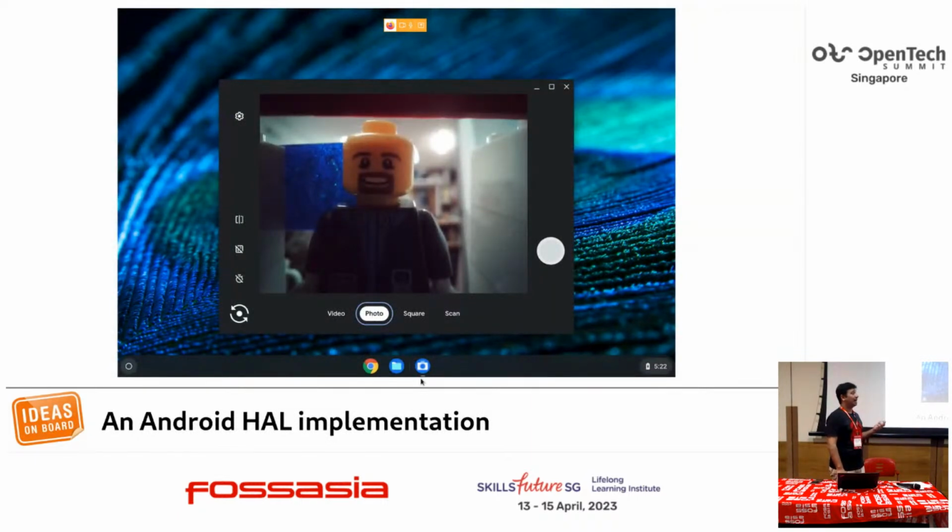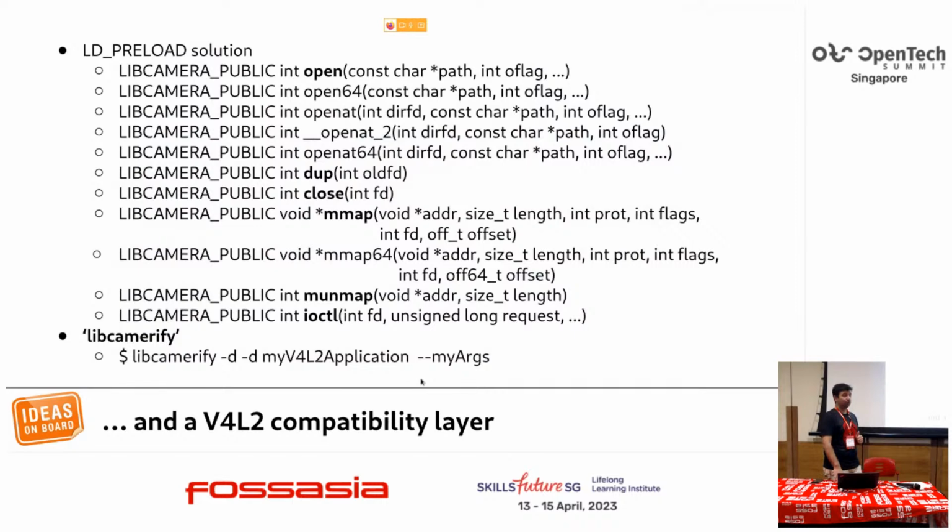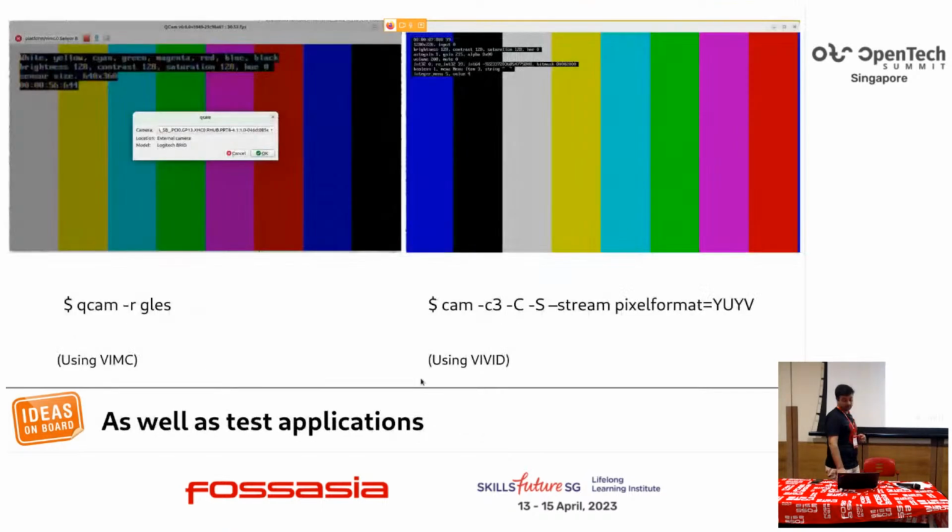We do have an Android HAL implementation. The picture you see is running the Chrome OS camera app, and the stream is going through the libcamera HAL layer. We do have a V4L2 compatibility layer, using LD_PRELOAD. We will hijack the calls: if you have an application based on libv4l2, you can just swap in, swap out libcamera.